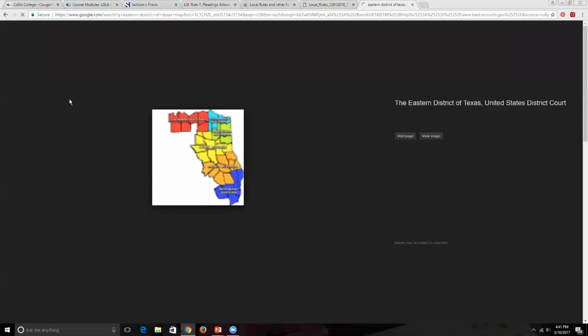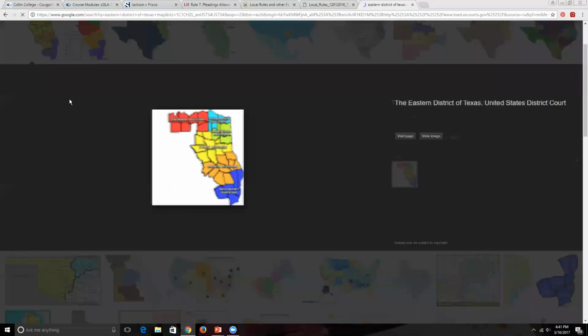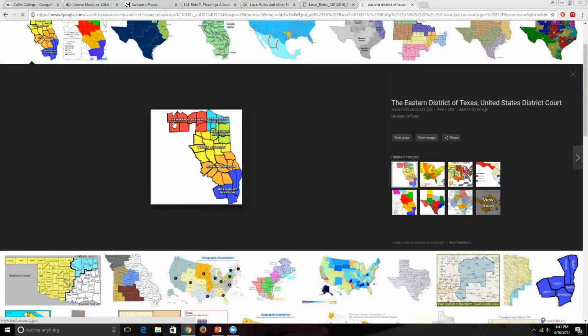This looks like a good one. Here we go. So we are in the Sherman Division. We are right here. This is Collin County. And you can see we have Denton County right here. And so we know that the Sherman Division judges will be hearing our case. So we don't need to follow what the Texarkana Division judges think.